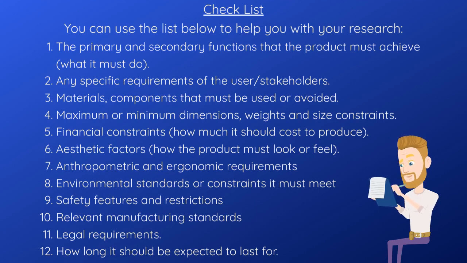Number 6. Aesthetic factors. How the product must look or feel. Number 7. Anthropometric or ergonomic requirements. Number 8. Environmental standards or constraints it must meet. Number 9. Safety features and restrictions. Number 10. Relevant manufacturing standards. Number 11. Legal requirements. Number 12. How long it should be expected to last for.